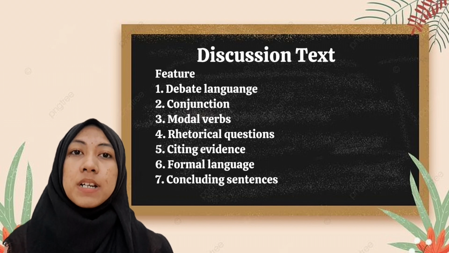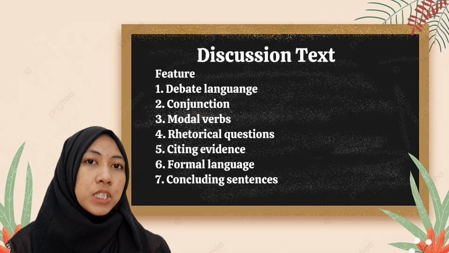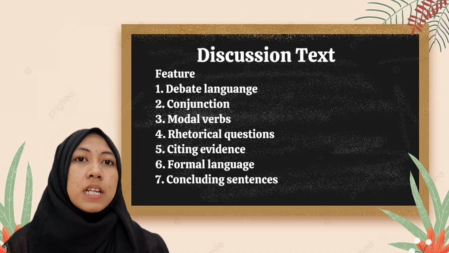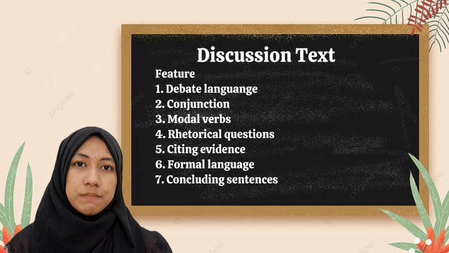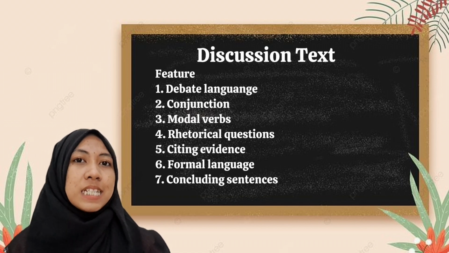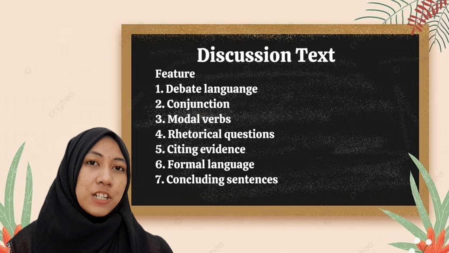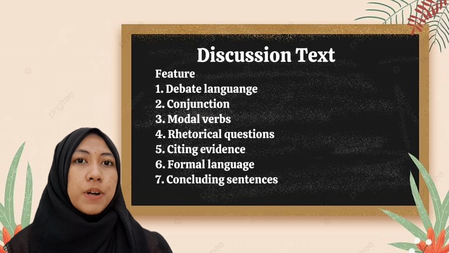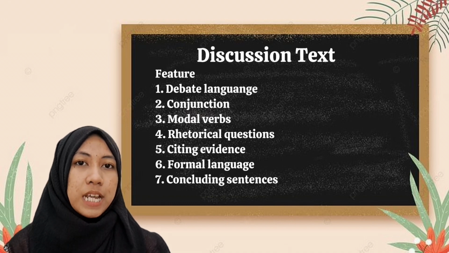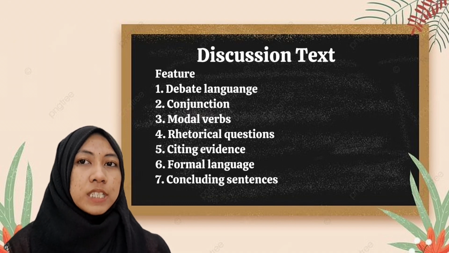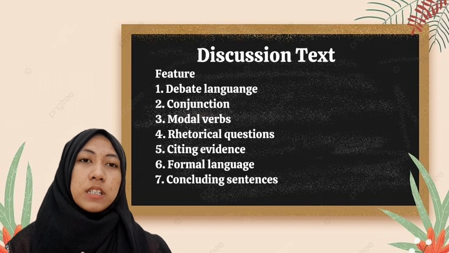And then formal language. Discussion texts often use formal language and a neutral tone to maintain objectivity and professionalism. And then the last is concluding sentences. The concluding sentences of each perspective should summarize the key points and potentially provide a transition to the next viewpoint. These concluding sentences are usually found in the conclusion.